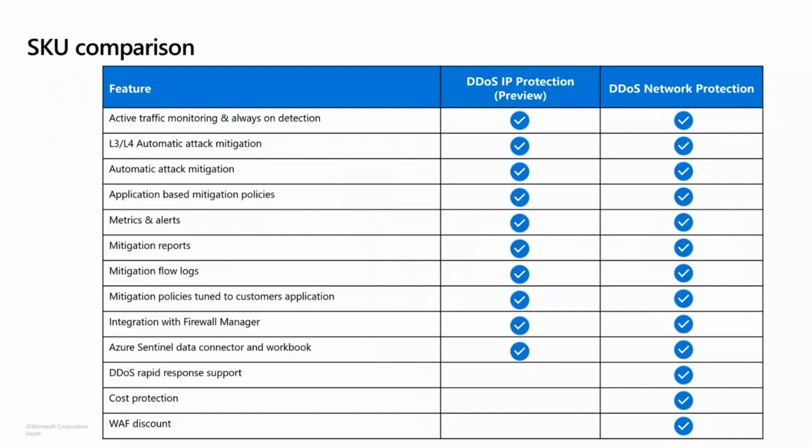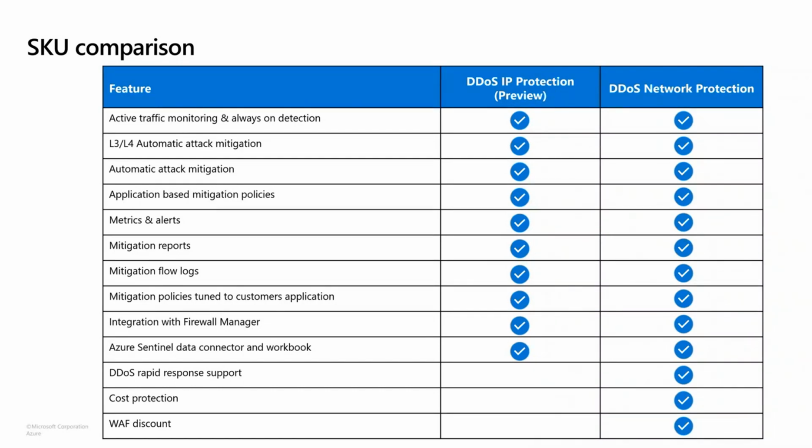But let's look at a little more comparison of what is and is not in IP protection. As you see here, attack mitigation, automatic responses, metrics, etc. are available. But if you look at the DDoS rapid response and the cost protection when a DDoS attack happens, your resources will scale, and the traffic, for example in amplification attacks, a lot of traffic goes out. All that protection you get with network protection because it is priced accordingly. With IP protection, that part is not there.